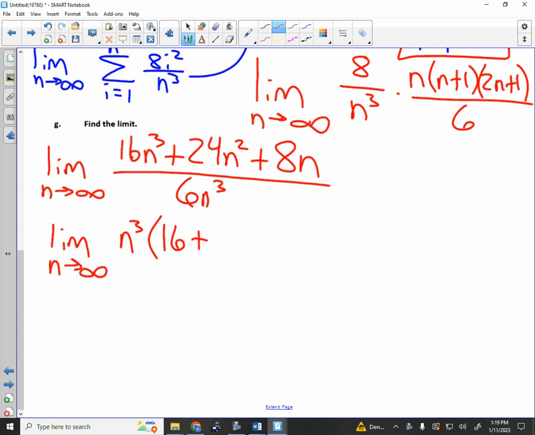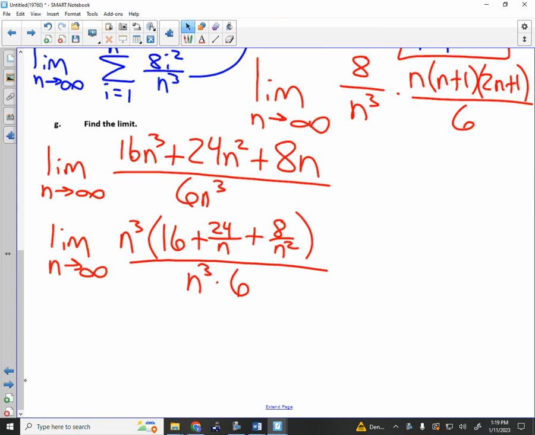Good. So Easton sees I've got this 16 guy here. This one's going to be 24, but because it's only an n squared, it's going to be over n. And then because this only has an n, it's going to be 8 over n squared. Okay? Does everybody remember that from when we did that together? Yeah. And then on the bottom, what do you factor out? You factor out n cubed times 6.